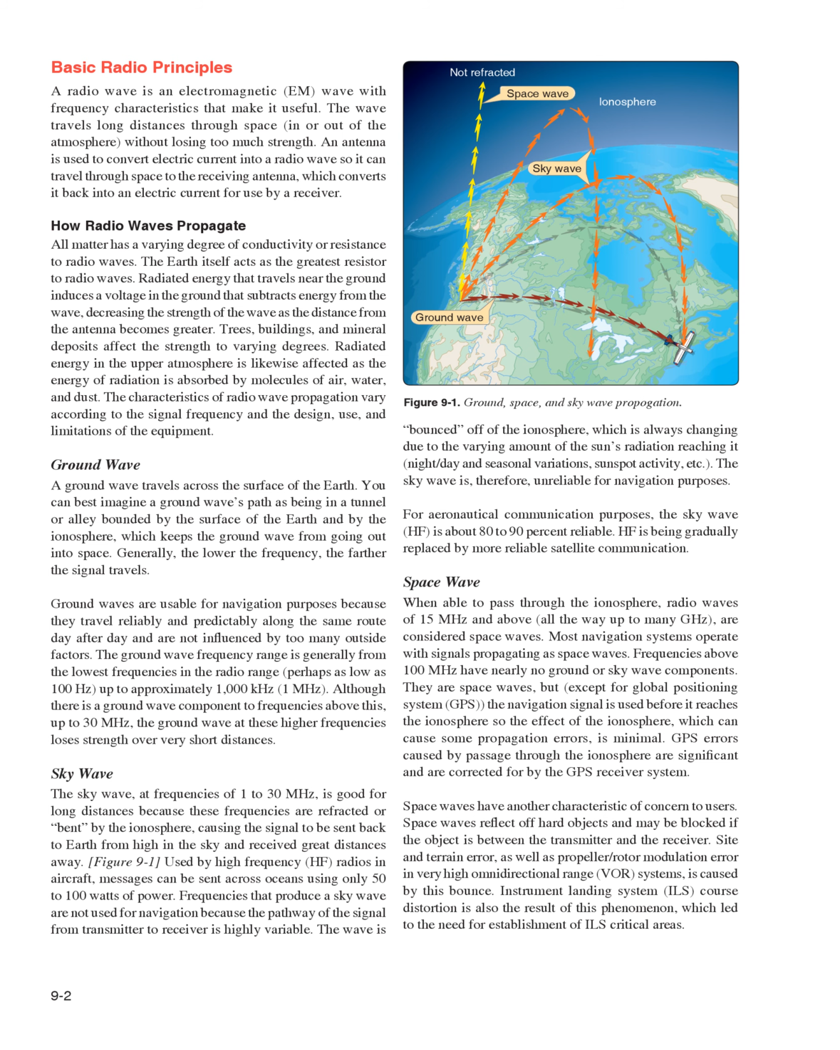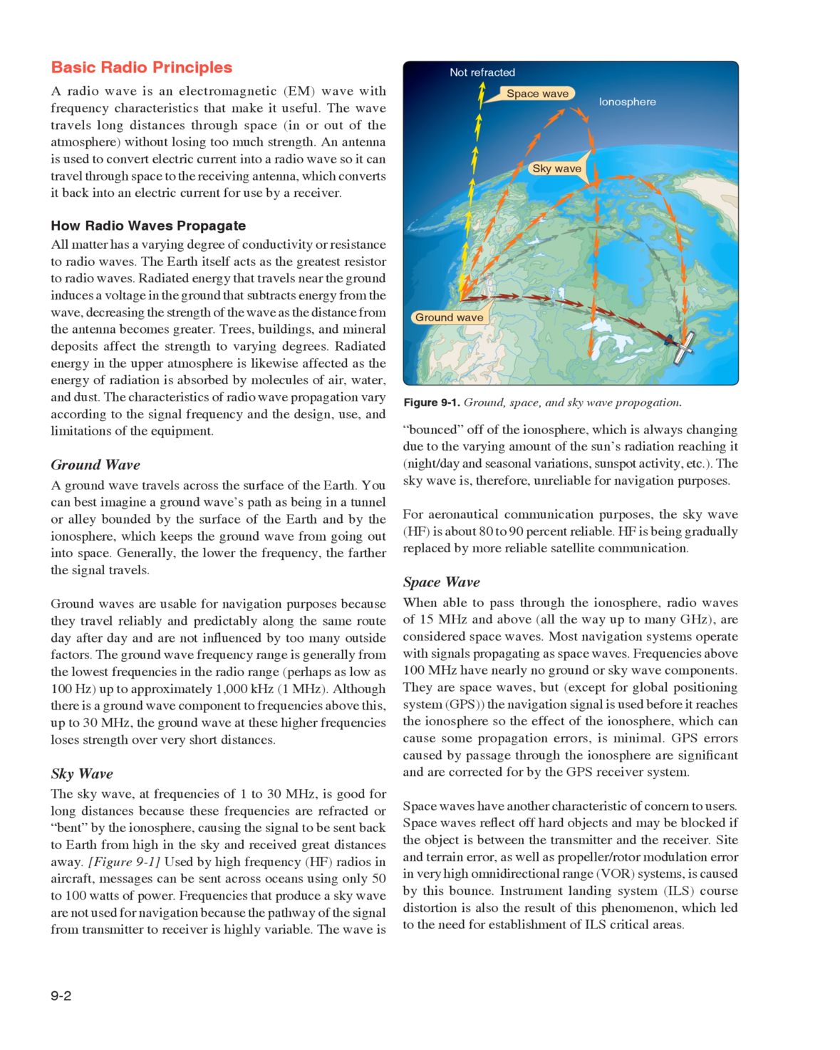Ground wave. A ground wave travels across the surface of the Earth. You can best imagine a ground wave's path as being in a tunnel or alley bounded by the surface of the Earth and by the ionosphere, which keeps the ground wave from going out into space. Generally, the lower the frequency, the farther the signal travels. Ground waves are usable for navigation purposes because they travel reliably and predictably along the same route day after day and are not influenced by too many outside factors.